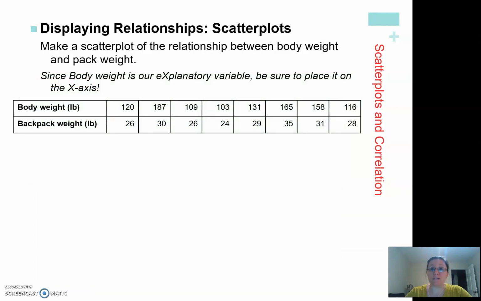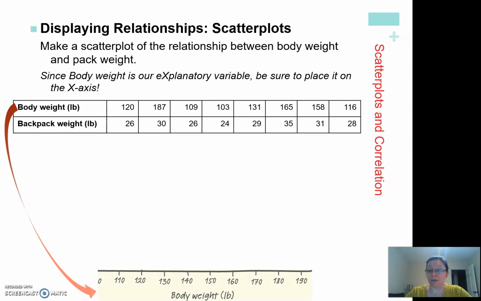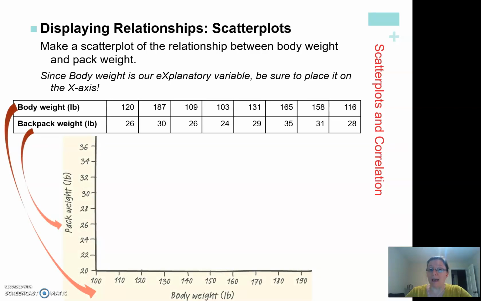So here's a nice example. It says, make a scatter plot of the relationship between body weight and pack weight. Body weight is your explanatory variable in this case, right? We're going to put it on the x-axis. So there it is, labeled. And then you're going to do backpack weight as your response, okay? And then each of these observations is a point. So this is a point 120, 26. It represents 120 pounds of body weight, and this particular individual has a 26-pound backpack. And this is what we call a scatter plot.